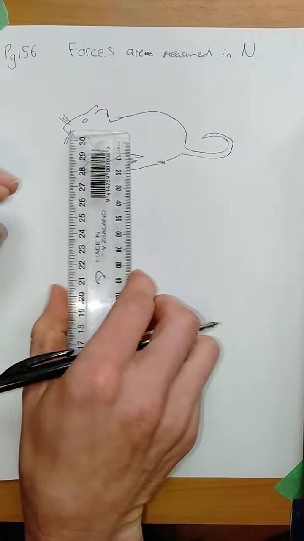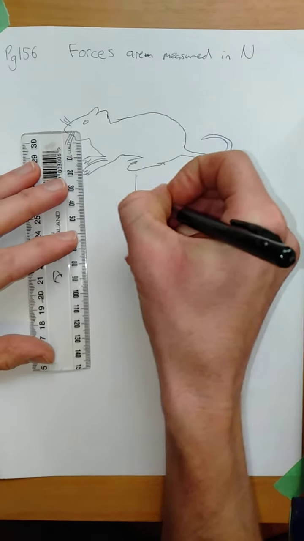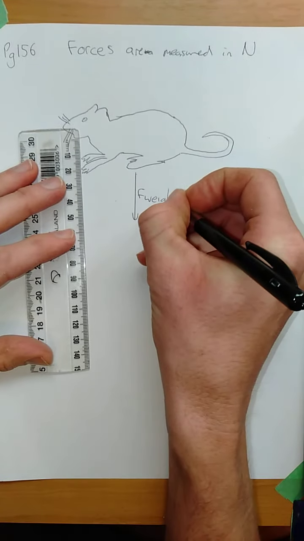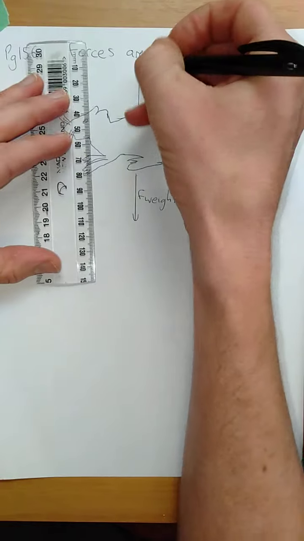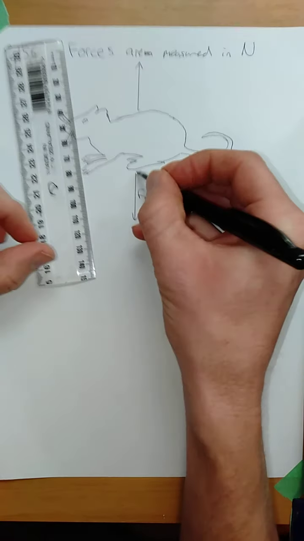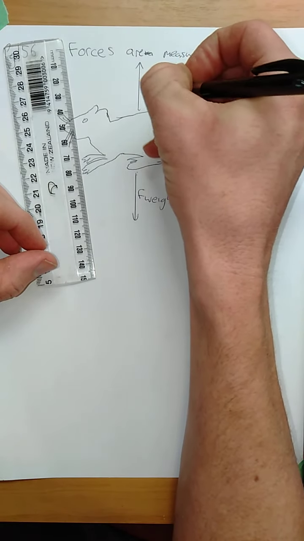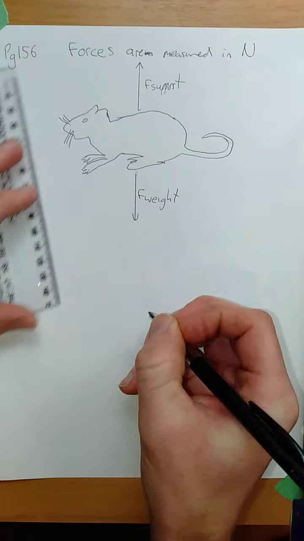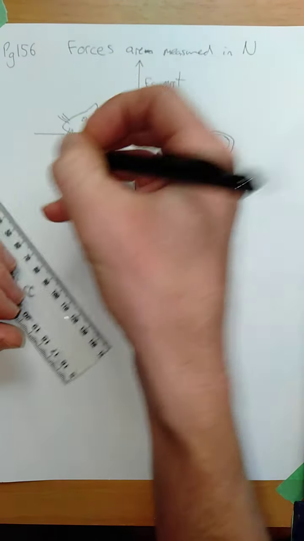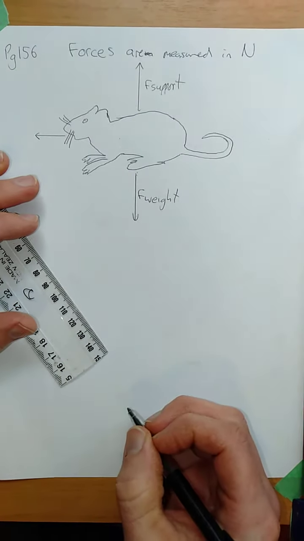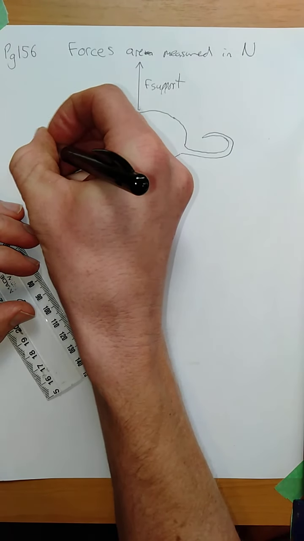If we were to label the forces on this rat, there'd be one going down, which is force weight. There'll be a force going up, which for this rat is going to be equal and opposite. So the length of this vector is going to be the same as that one, and that one there is force support. And then we've got our rat, which we'll just say is going forward, and we'll draw that one there as force thrust.